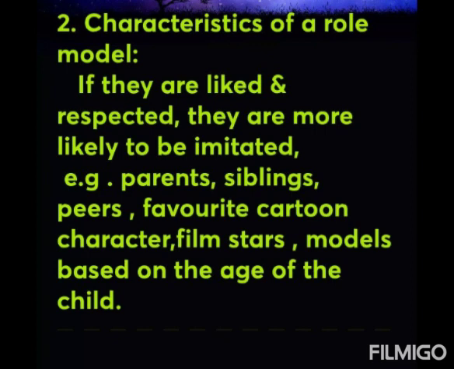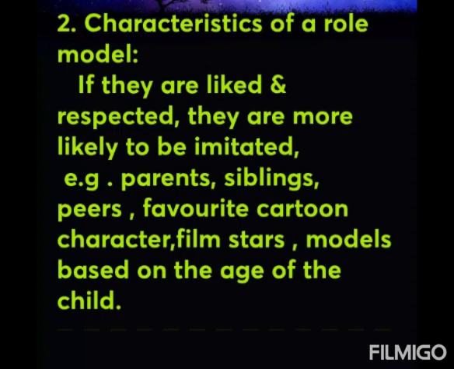And the second one is characteristics of a role model. If they are liked and respected, they are more likely to be imitated. For example, parents, siblings, peers, favorite cartoon characters, film stars, models, based on the age of the child. So the characteristics of the role model are very important. If they are very liked and respected, they are more likely to be imitated. This is the second point of the factors affecting observational learning theory.